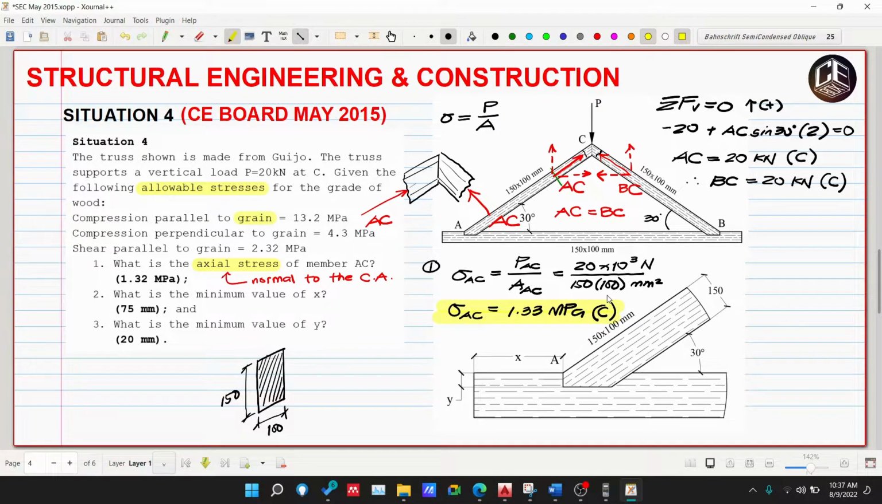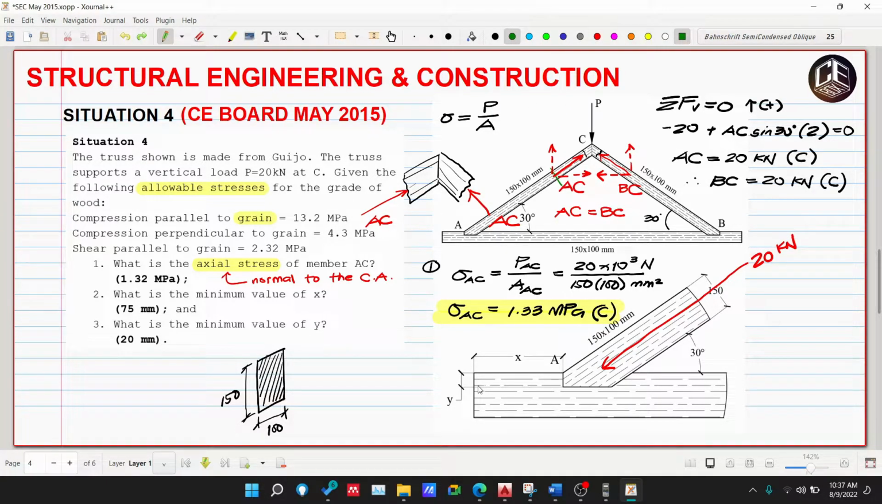Number 2. What is the minimum value of X? Nasaan ba ang X? Diba andito yung X? Ngayon, since nakuha na natin ang ating internal force sa AC at ito ay compression, ang AC natin is 20 kilonewton. So, ibig sabihin, itong 20 kilonewton na to is merong effect dito sa connection na yan. So ngayon, ang tanong, ano ba ang mangyayari dun sa section na kung saan tinutukoy natin yung X?